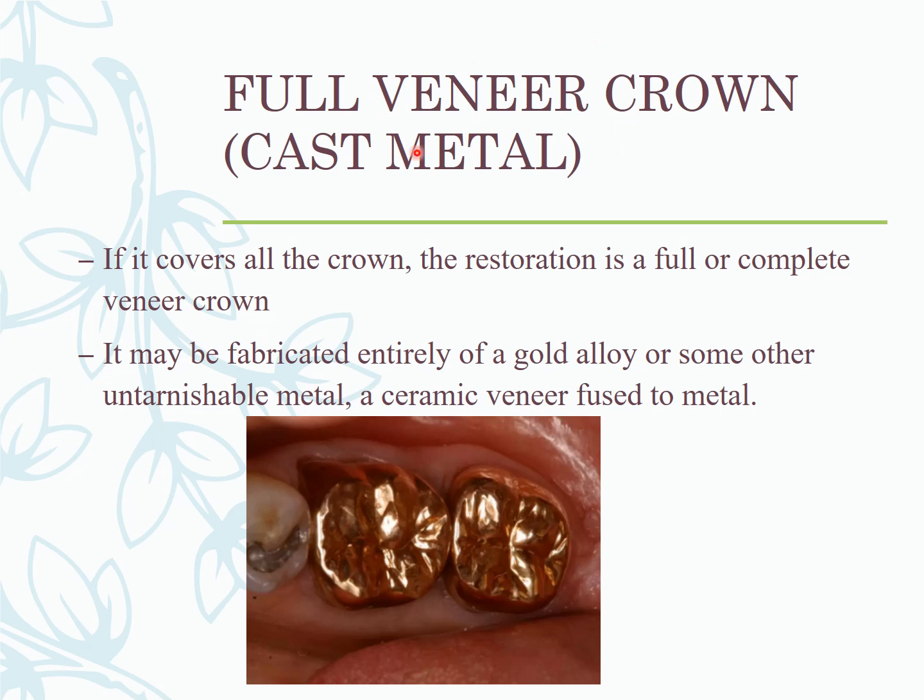The full veneer crown, which is cast metal, can be any crown basically, depending on the material. It covers all of the crown. The restoration is a full or complete veneer crown, so it covers the whole tooth surface. It may be fabricated entirely of gold alloy or some other untarnishable metal, or ceramic veneer fused to metal. So there are many materials which are present.